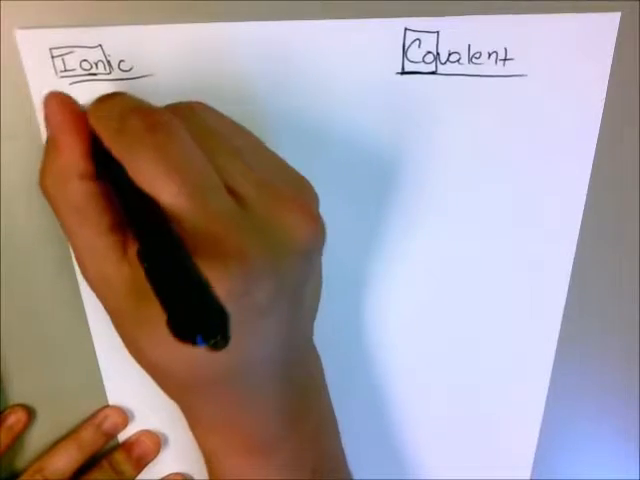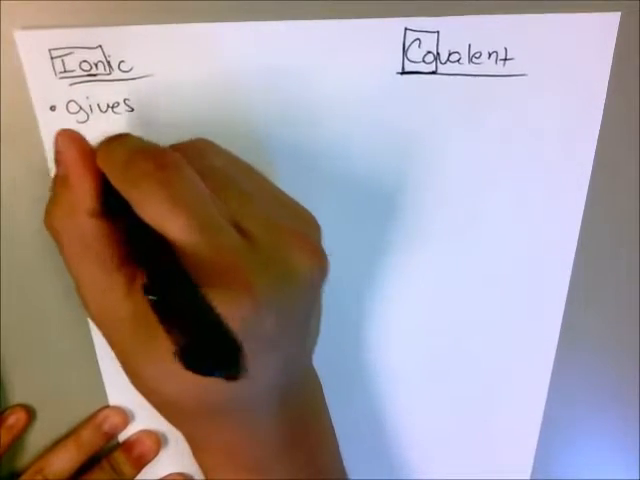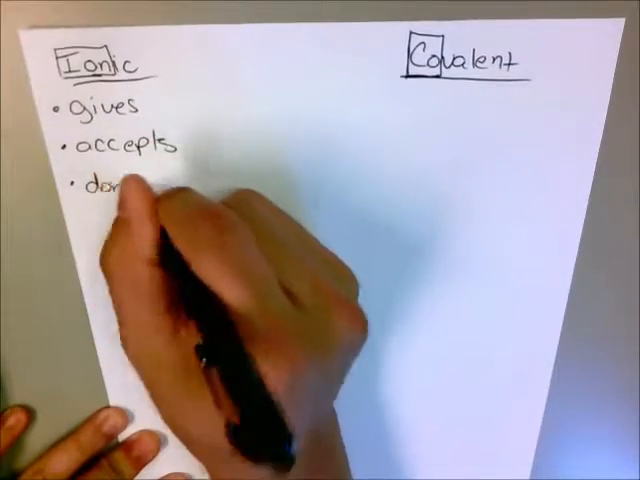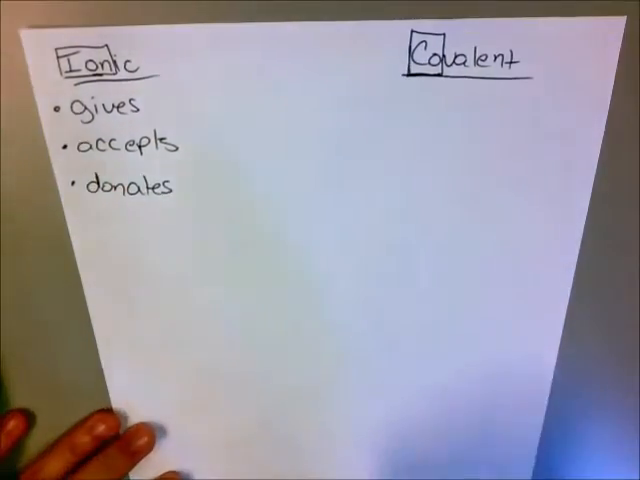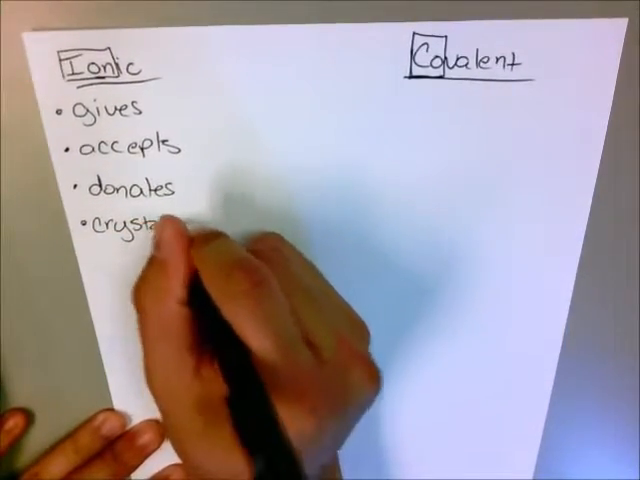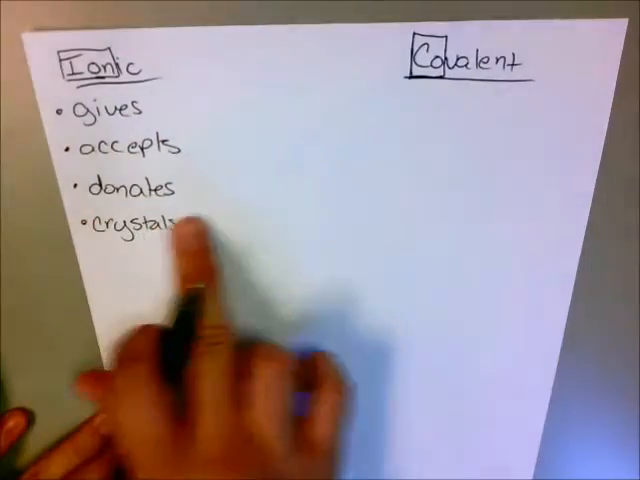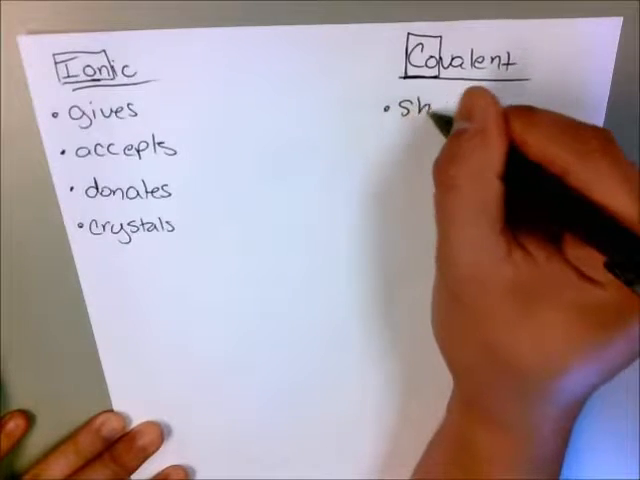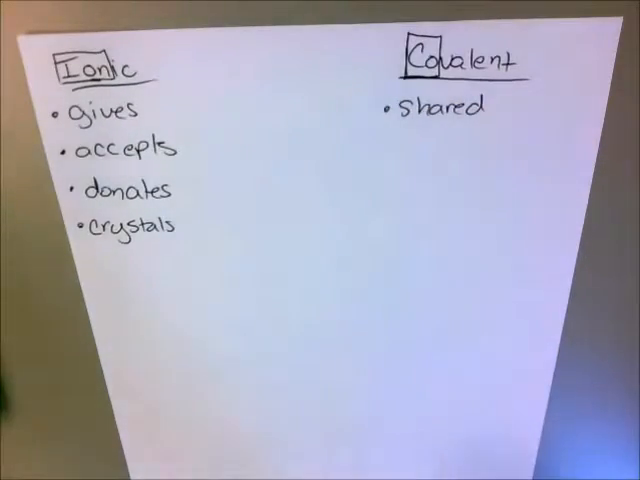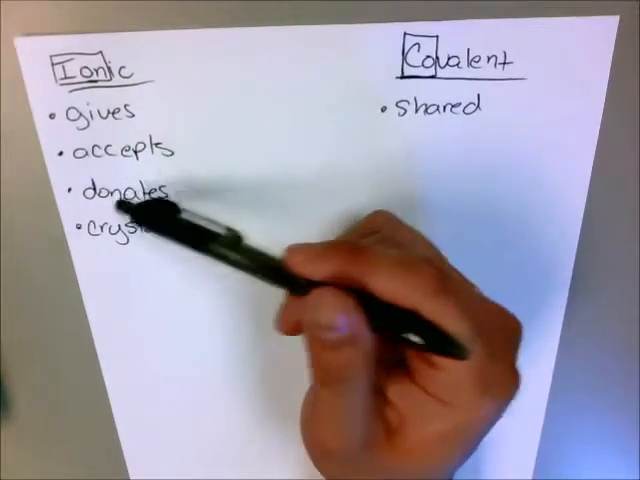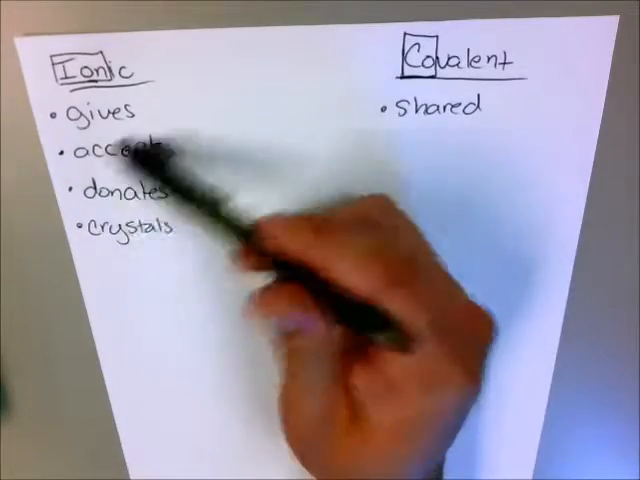With ionic, you're going to see words like gives, accepts, and donates. For those of you that took physical science very recently, this might look really familiar to you. Or crystals. So ionic bonds often create crystals. Alright, so gives, accepts, donates, or crystals. For covalent bonding, you're going to see the word shared. That's almost everything you're going to see. Like, that's the one thing you need to know. So with an ionic bond, electrons are given away. They're accepted or they're donated. And then you form a crystal.